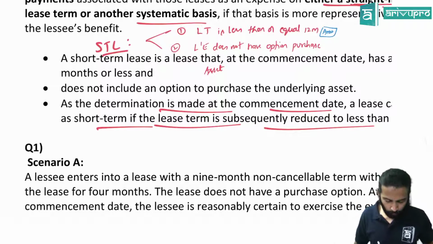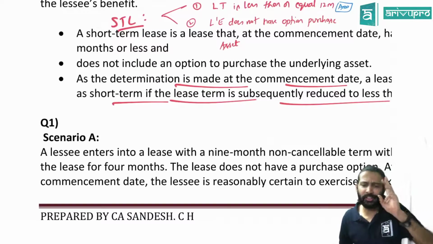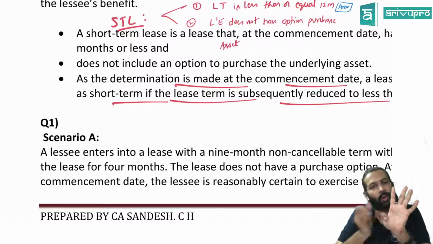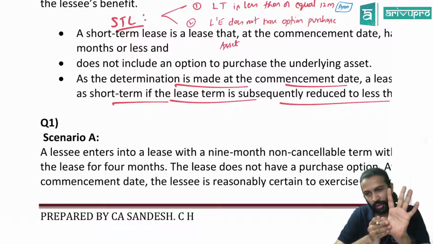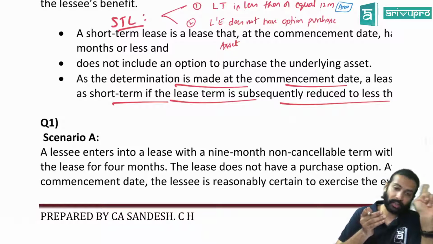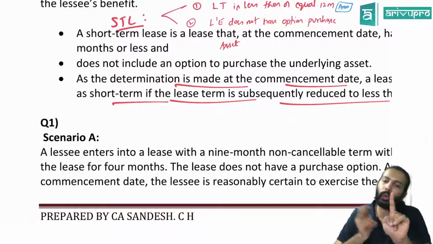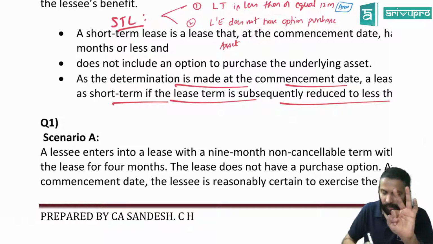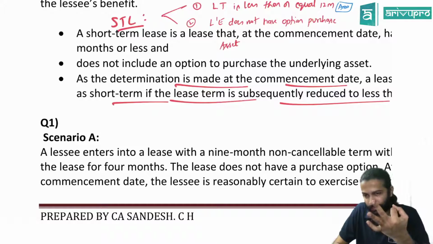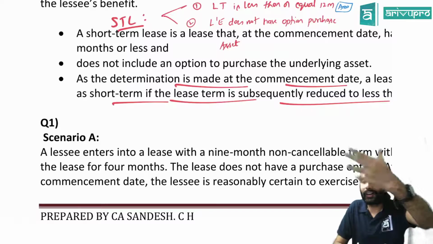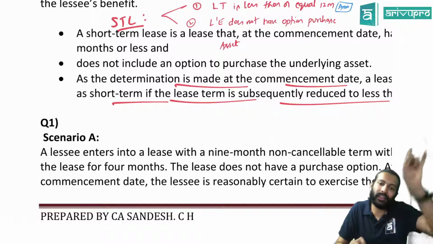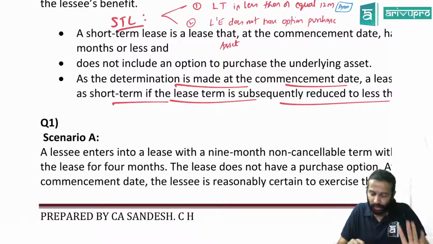No. Can we go for solving one question now? Let's see how well we have understood. Short-term lease means 3 things you have to keep in mind now. 1. Lease term should be lesser than or equal to 12 months as on the lease inception date. On the original contract date, lease term should be 12 months or lesser. Second one? The lessee should not have an option to purchase the asset. 3. Subsequent reduction in the lease term will not affect the classification because classification is made at the inception date only, or the original only.